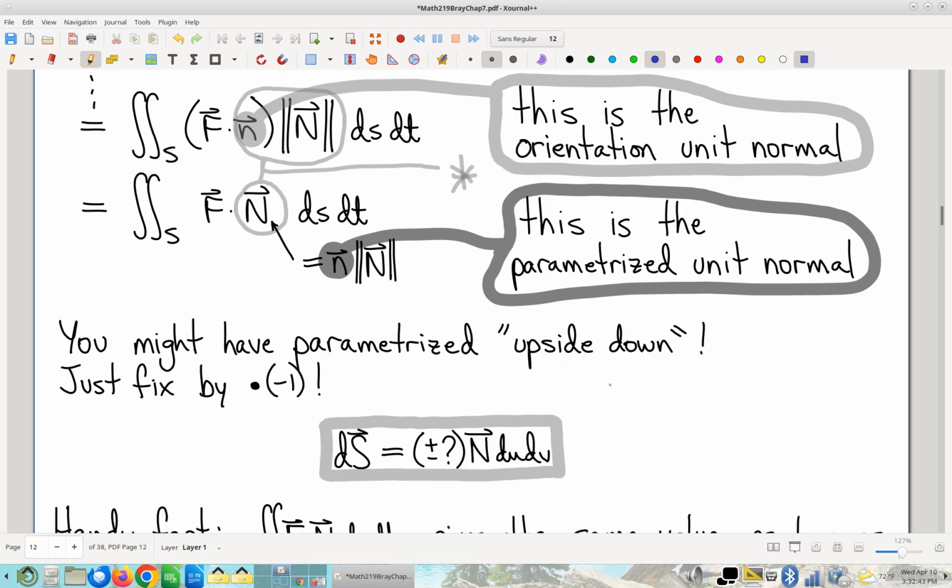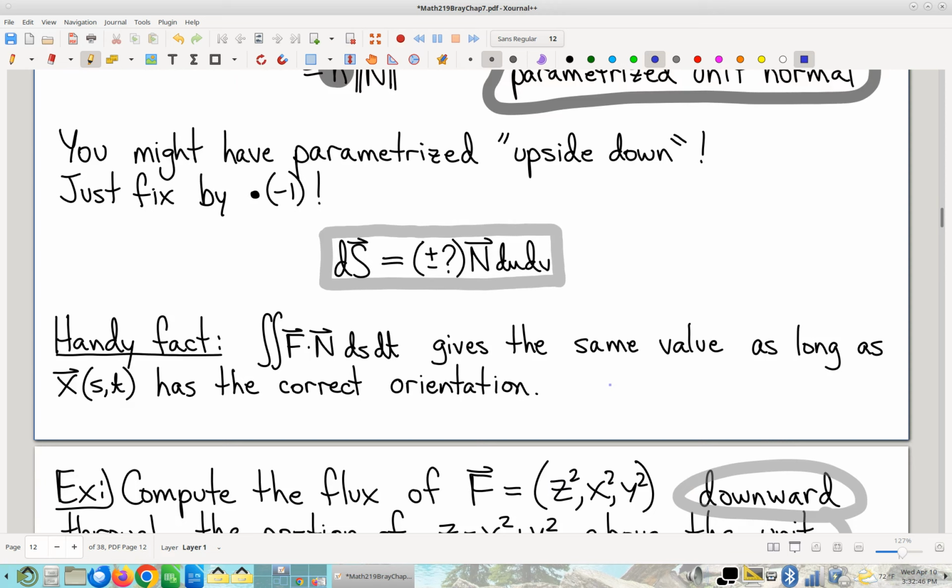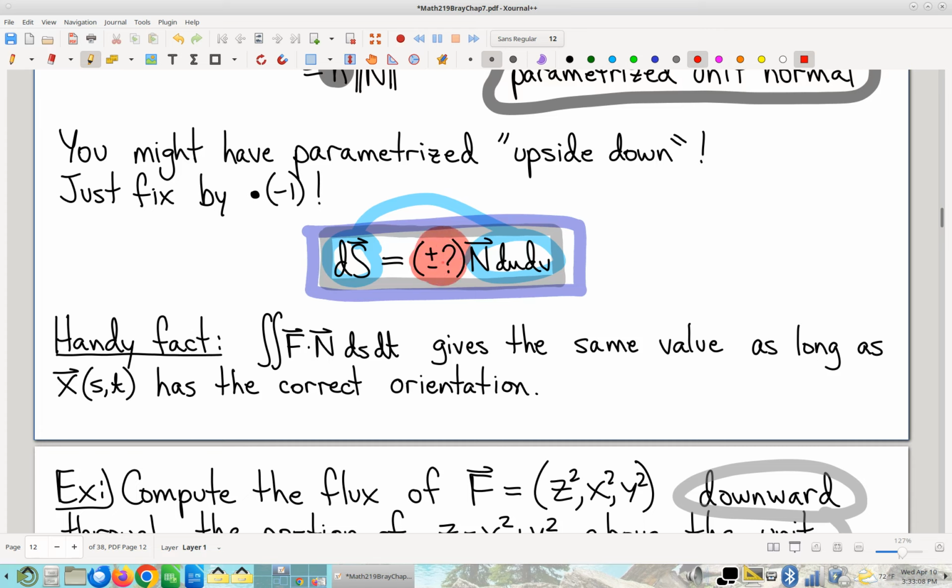I'm going to show you an example where this is in action, but I just want to get it written down for the record here that our dS vector, we've stated it before, is capital N du dv, or some equivalent version of this. What we have to be careful about going forward is that this does not account for possible orientation issues. Keep in mind the dS vector points in the direction of the orientation unit normal.